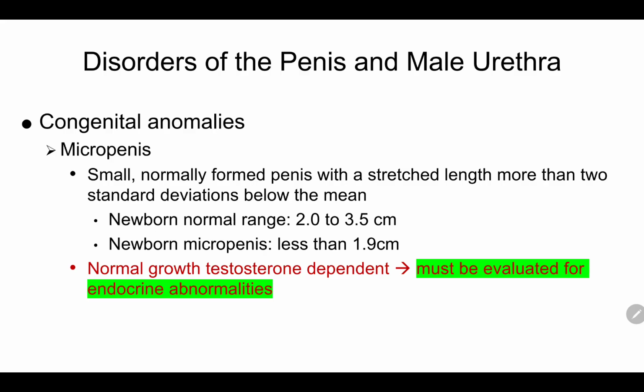And really, when we look at the normal growth, it's going to be testosterone dependent. We must evaluate for some endocrine abnormalities that could possibly cause this type of disorder. If there are some endocrine abnormalities, you probably won't have normal production of certain hormones such as testosterone, for example. But again, we want to evaluate for some endocrine abnormalities with this disorder.